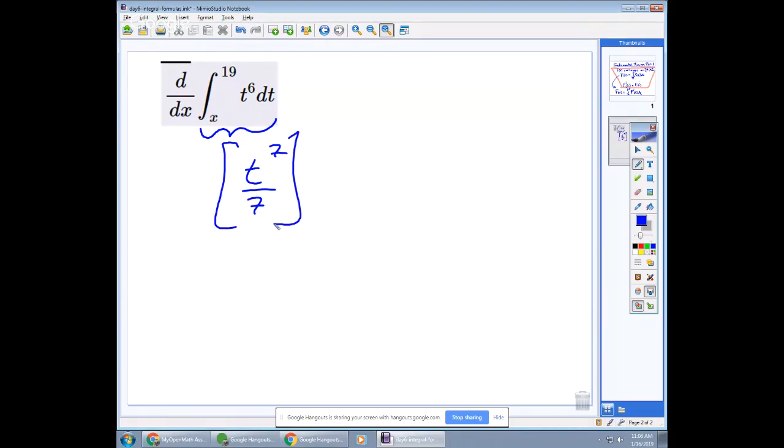We were asked to evaluate this from x to 19. So that's going to give me 19 to the 7th over 7 minus x to the 7th over 7. Right? We evaluate the upper boundary, subtract, evaluate the lower boundary.